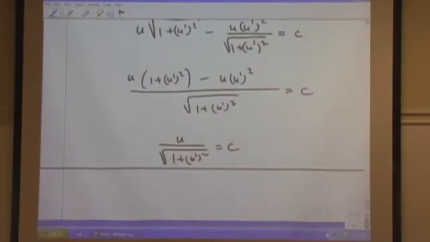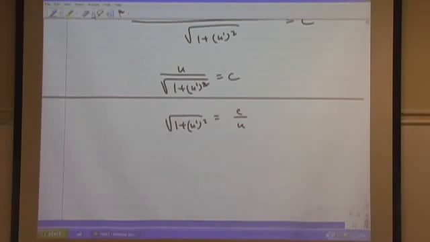That's a great simplification, right? Because now there's no u double prime. Of course, you have a constant which you'll have to find from boundary conditions, right? But if you keep doing this, then you're going to get the square root of 1 plus u prime squared equals c over u.